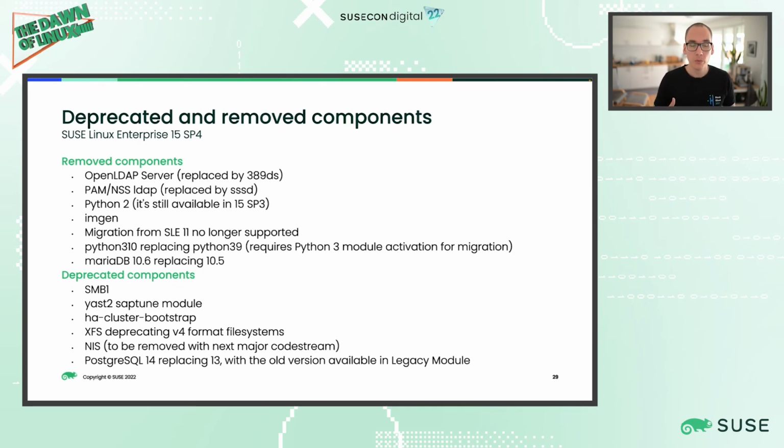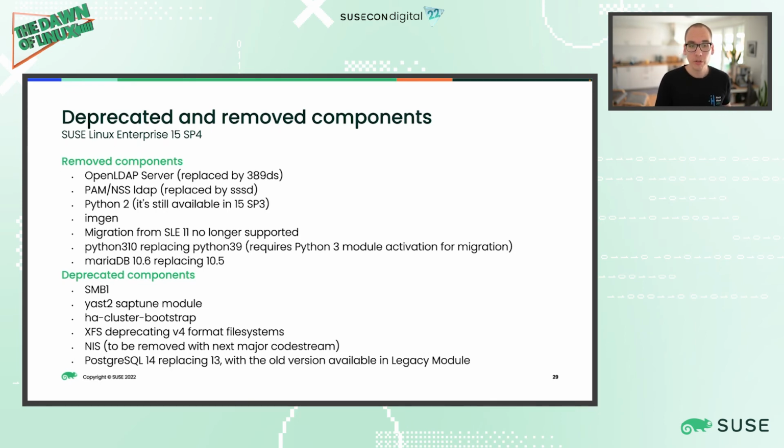We have now removed Python 2 from SLE 15 SP4. So SLE 15 SP4 won't have any Python 2 packages available anymore, but it's still available in SLE 15 SP3 if you have any kind of legacy workloads that require Python 2 and that you still need to move over to Python 3. We have removed IMGen. The migration from SLE 11 is no longer supported. So if you want to move from SLE 11 SP4 to SLE 15 via migration, SLE 15 SP3 is the last migration target that you can migrate to.